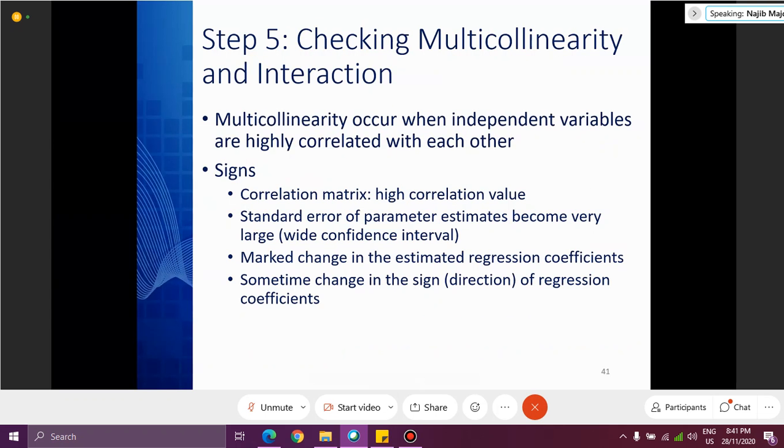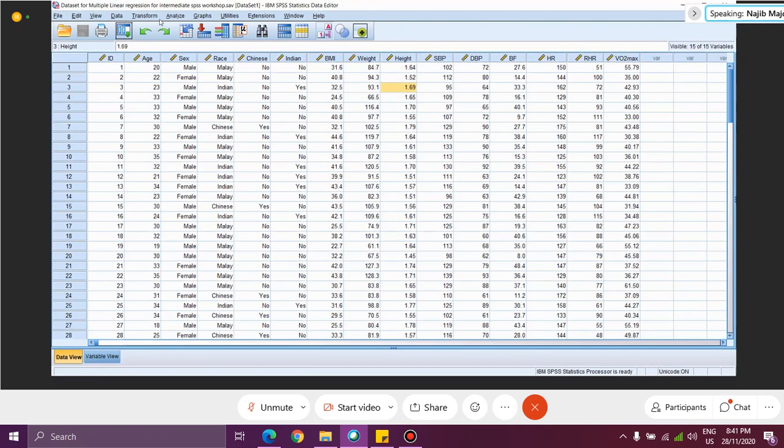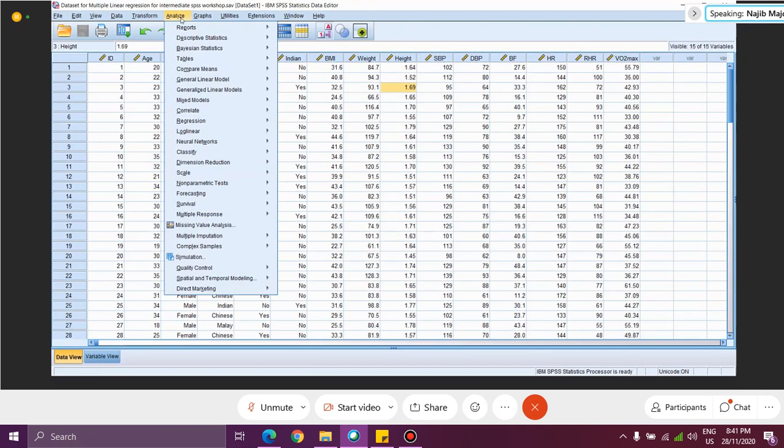Next step is to check multicollinearity and interaction, right? Multicollinearity happens when the independent variables are highly correlated with each other. You can examine multicollinearity by using a correlation matrix. For example, in this data set, you can examine the correlation.